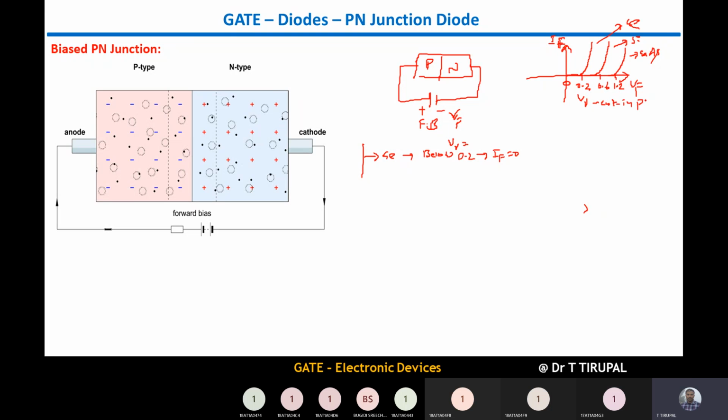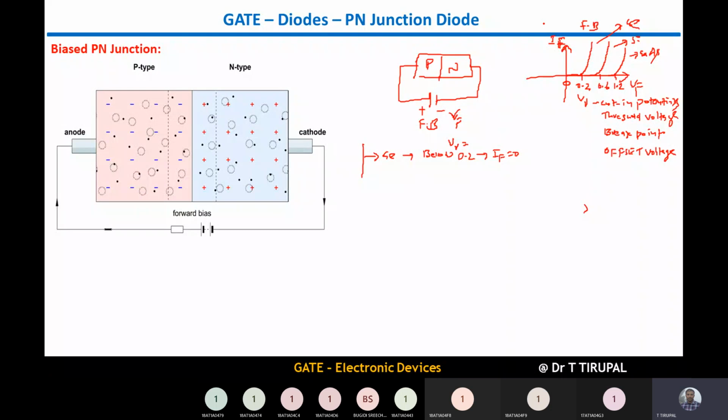Cut-in potential means from that point current starts to flow in the device. It is also called threshold voltage, or break point, or offset voltage. So you can call this by different names: cut-in potential, threshold voltage, break point, or offset voltage. Right? This is in forward bias, what I'm telling.